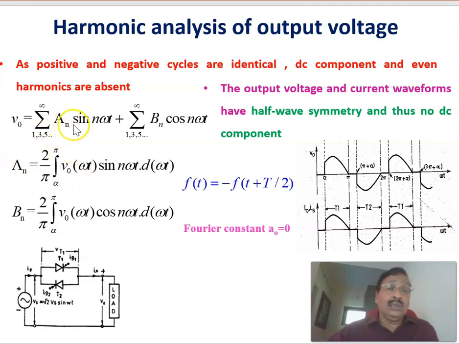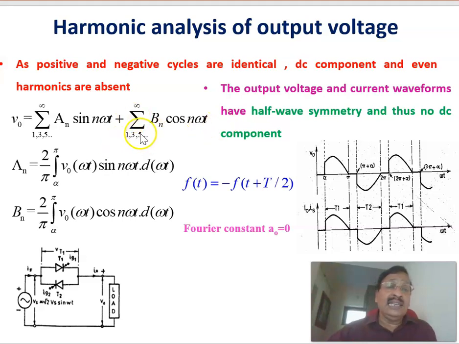If you do the Fourier analysis of the output voltage, it is equal to AN sin n omega t plus BN sin n omega t. Of course, here only odd values of n will be available, because it has the property of half-wave symmetry. We will see that only the first harmonic, third harmonic, fifth harmonic, only odd harmonics are present. Therefore, the output voltage equation can be written as sigma over 1, 3, 5, 7, etc. up to infinity of AN sin n omega t, plus sigma over 1, 3, 5, etc. up to infinity of BN sin n omega t.